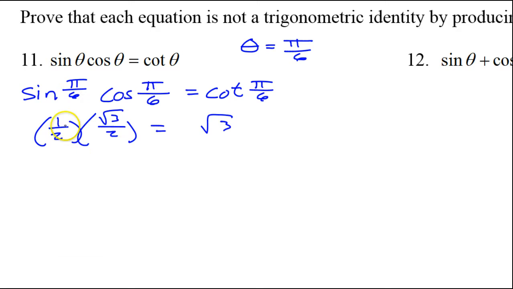Now, multiplying these two together, we get radical 3 over 4. And radical 3 over 4 does not equal radical 3. So there you go. There's a counterexample proving that this is not an identity, being a statement that is always true for all angles of theta.